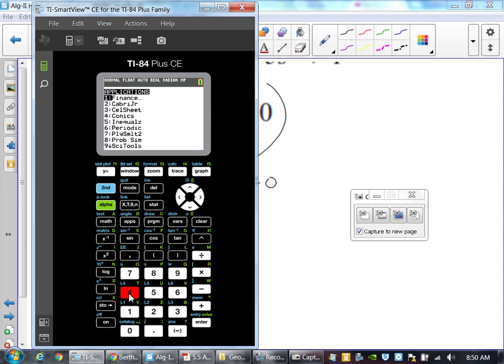Hit that button. Hit button number 4. Option 4 says conics. And then I want you guys to look at hyperbola, number 3.